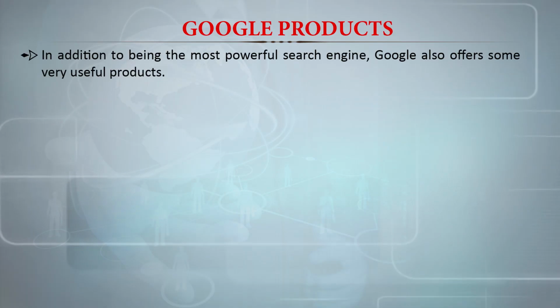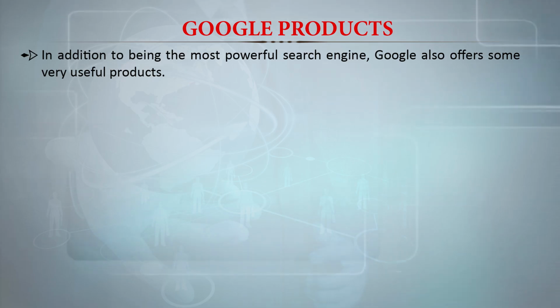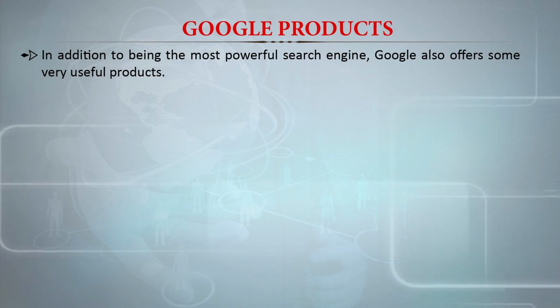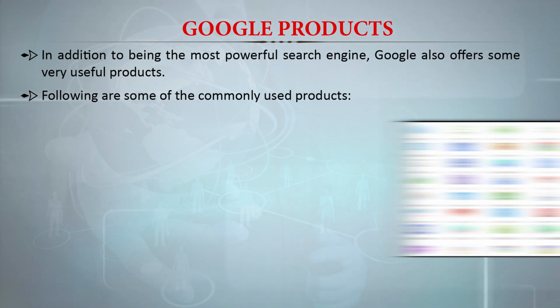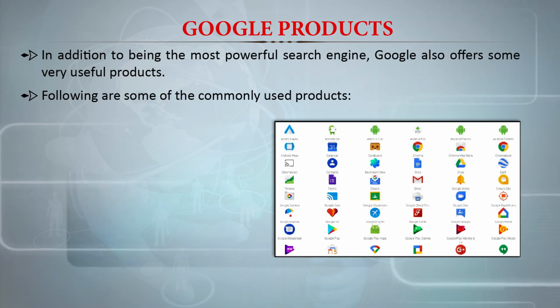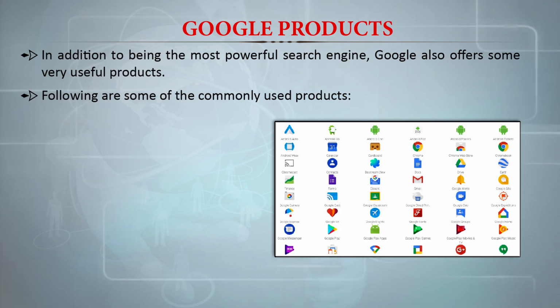Then there are many products that are developed by Google and are available for use. So, in addition to being the most powerful search engine, Google also offers some very useful products. Some of the commonly used products are YouTube, Gmail and others. And of course, just have a look at the figure. We will be now briefly discussing each of these products. In the future sessions, we will be discussing these products in a more elaborate manner.